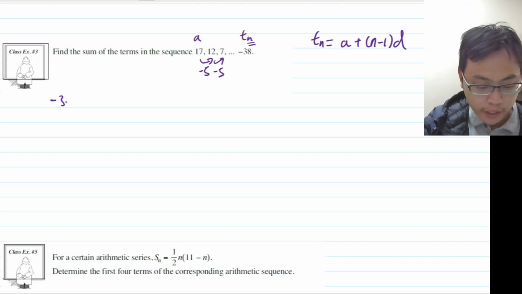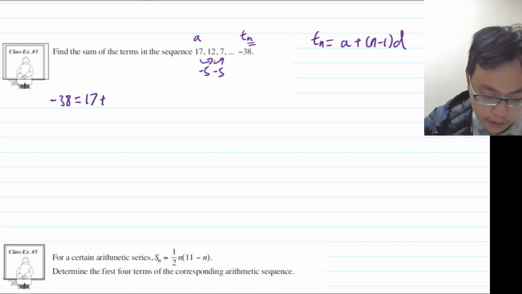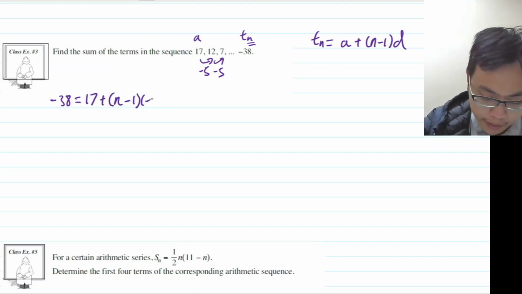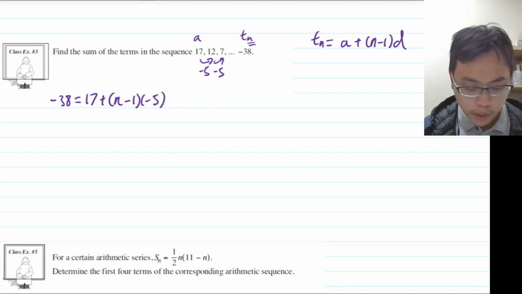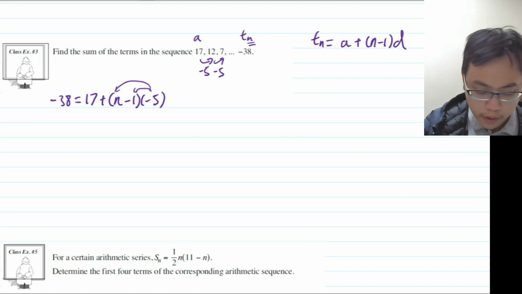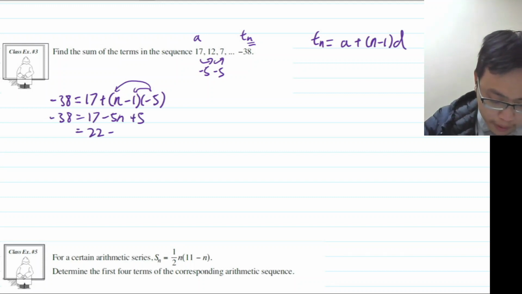Negative 38 is equal to the first term, 17, plus, I don't know what n is, so I'm going to leave it as n, minus 1, and then d is negative 5. So n minus 1 times negative 5. Let's open the bracket, so we have to use the distributive law. Negative 38 is equal to 17 minus 5n, and then minus times minus will be plus 5. Let's clean that up: 22 minus 5n.